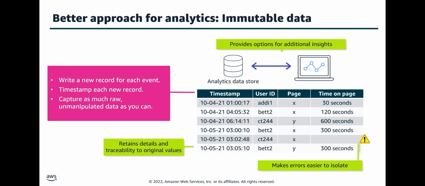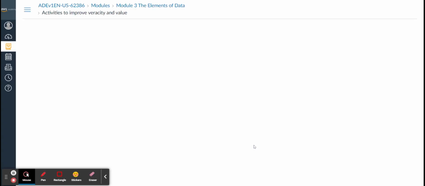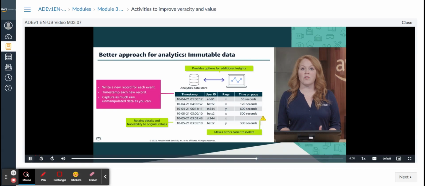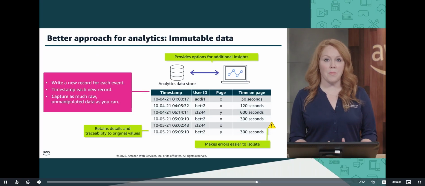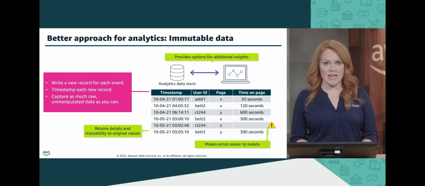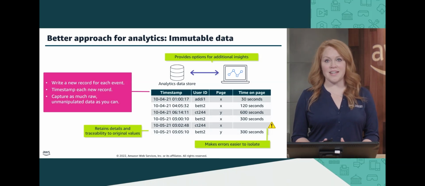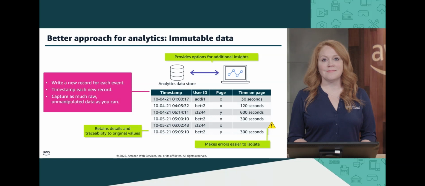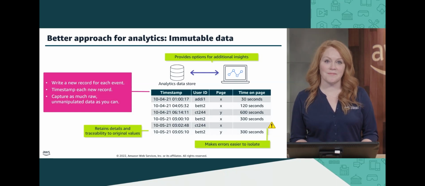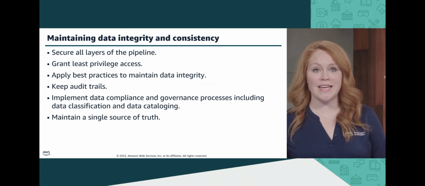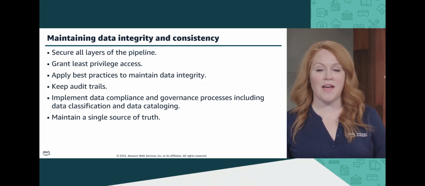In this example, something went wrong when capturing the value for October 5th for one of the users. But because you have the details for each day, user, and web page, you can identify that the data is missing. By using timestamps and capturing as much unmanipulated data as you can, you provide flexibility and traceability in your analytics solutions. Now that you have clean, trustworthy data in your pipeline, it's your job to keep it that way.